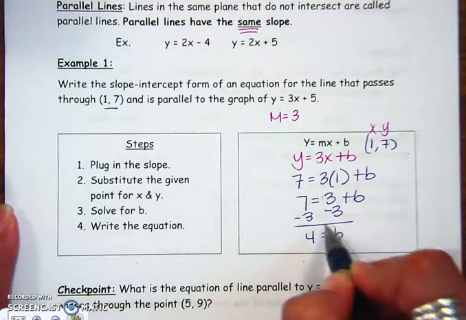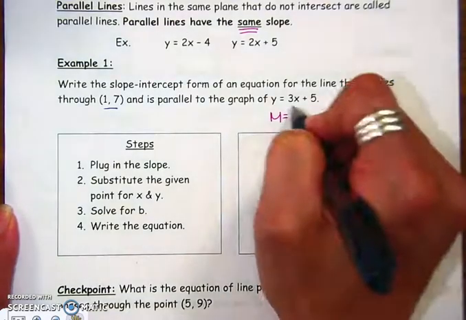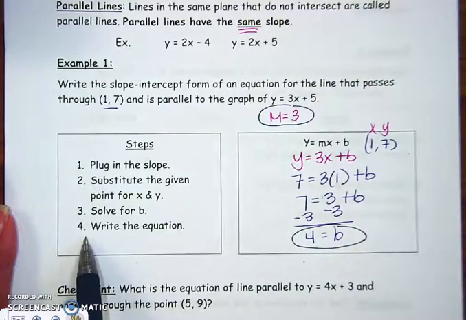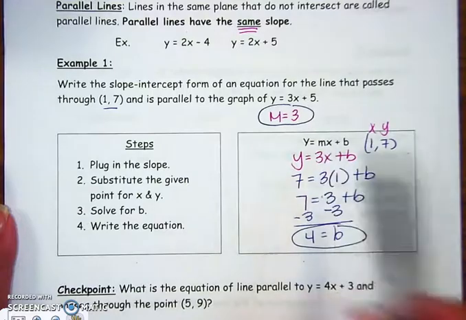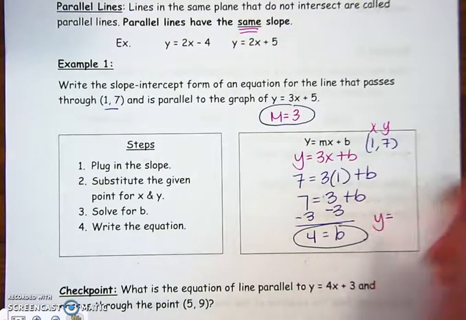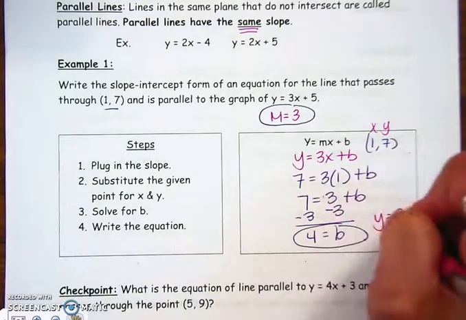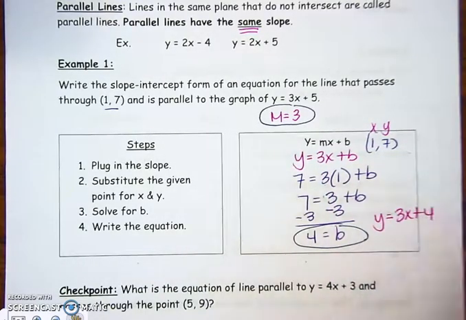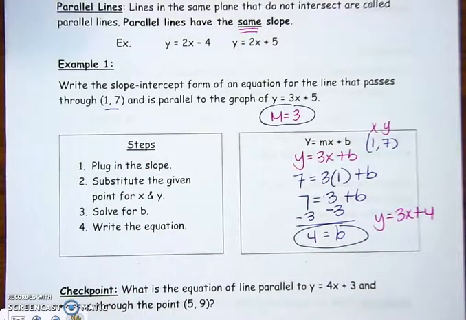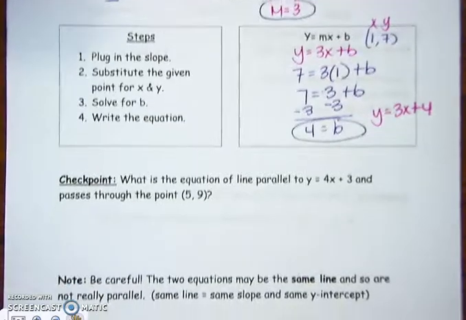From here, I have my y-intercept and I have my slope. I can write the equation. And step 4 says write the equation. So I'm going to write it in slope-intercept form. So if I write the equation, I have y is equal to my slope, which is 3x plus 4. And this is the equation of the line, given the slope and the point. If you will, go ahead and work out the checkpoint.